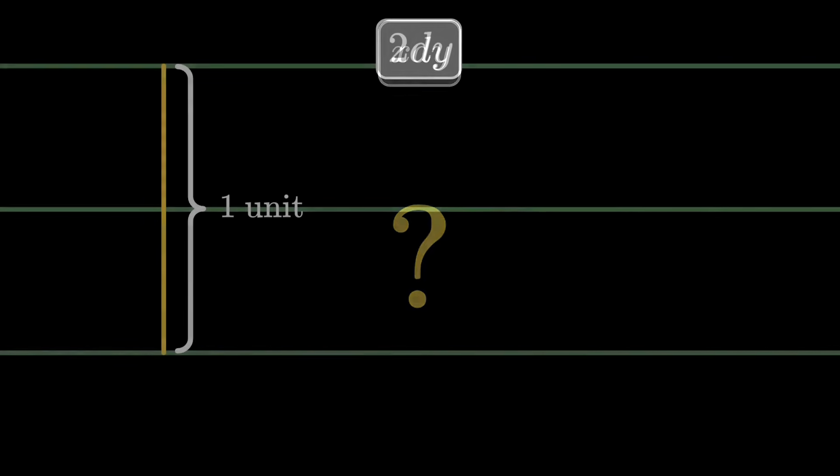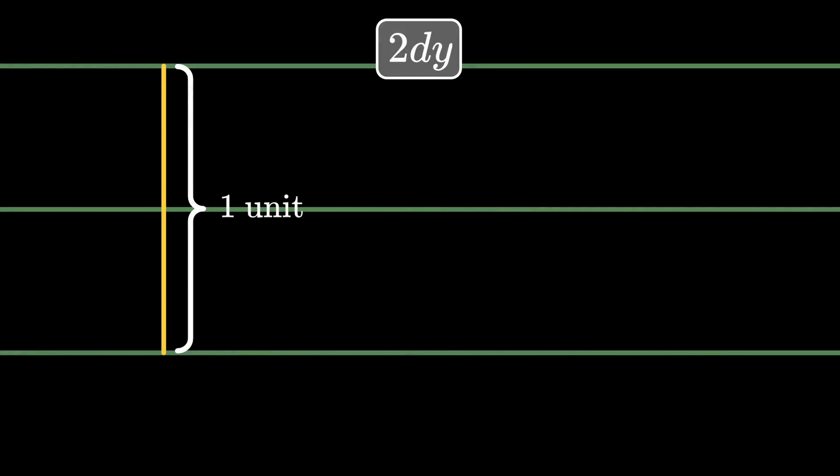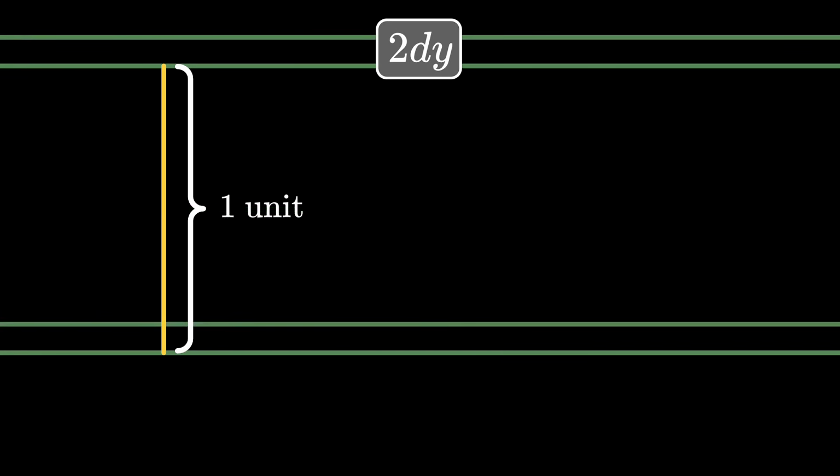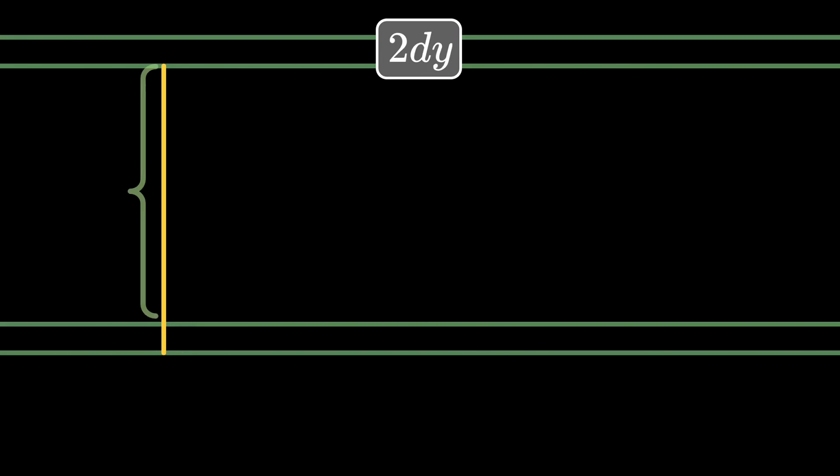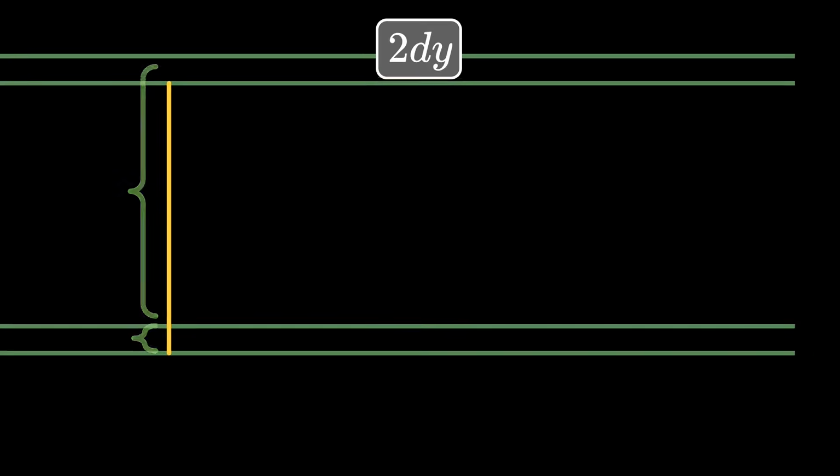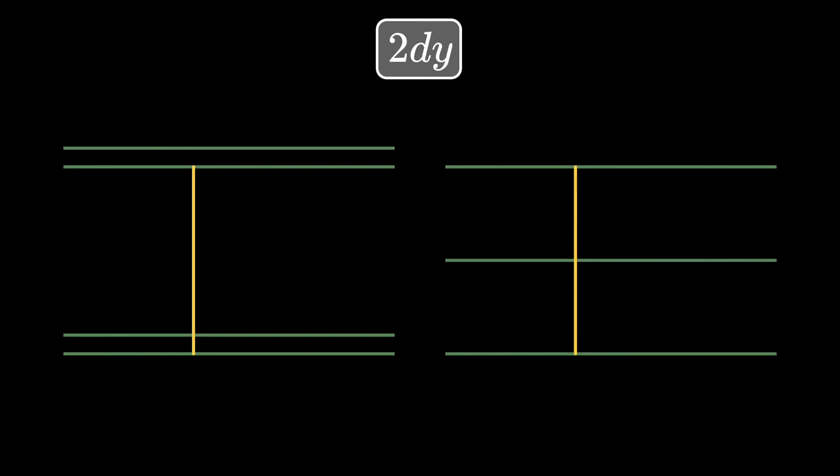Homework for you: how do we visualize x dy? The answer is in the next video, but a hint is that instead of thinking of 2dy like this, where the horizontal lines appear at regular intervals, we can also visualize 2dy with some bunched up double lines. In both pictures, this unit length segment crosses 2 horizontal lines. This is yet another example of the non-uniqueness of the visualization.